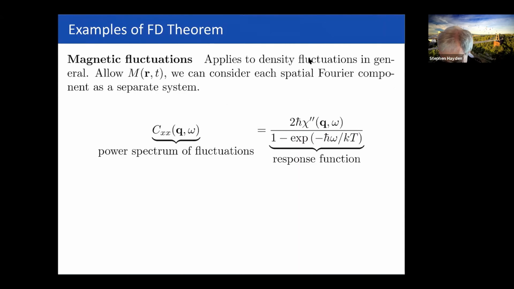For magnetic fluctuations, if I jump to magnetic fluctuations here, we can apply the fluctuation dissipation theorem to the magnetic moment density fluctuations. We can think about m as being our fluctuating variable, and b is the field, and the relationship between m and b is the susceptibility. This is the magnetic susceptibility, and this is the imaginary part of our susceptibility. If you wanted to understand more about this, you have to develop what this is. So here we have magnetic fluctuations, and here's our magnetic susceptibility.